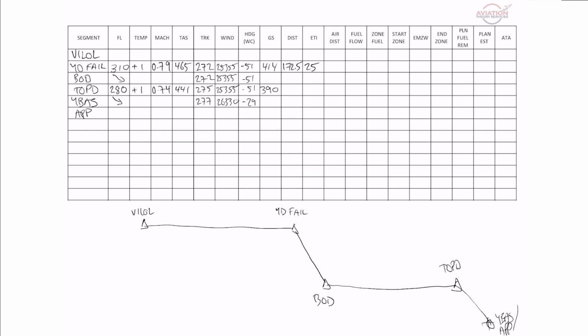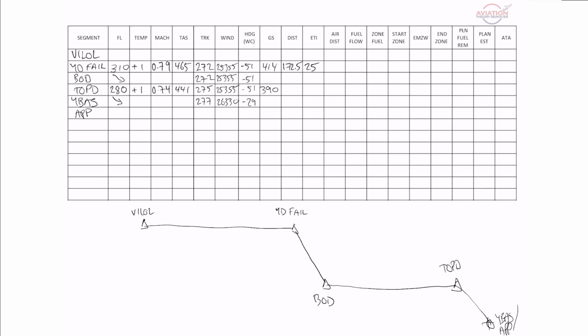Now, it's important to remember this leg from VLOL to the yaw damper failure point is just normal ops. I'm cruising at 310.79. Nothing special is happening right now. It's not unusual for people to start using yaw damper failure SARs or the tables there. But right now, everything's fine. Nothing's broken. It's after that point the yaw damper fails. So right now, this is just another normal cruise leg.